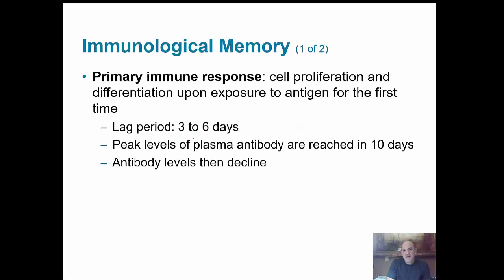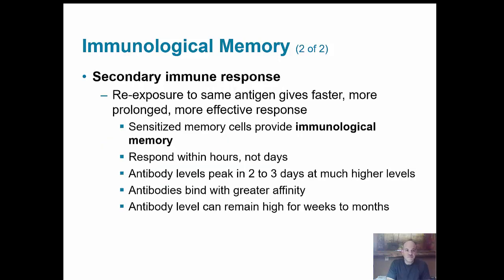In the case of immunological memory, in a primary response, cell proliferation and differentiation upon exposure the first time will take up to 3 to 6 days, which is the lag time there. Then we have peak levels of plasma antibodies reached in 10 days, and then the antibody levels are going to decline.